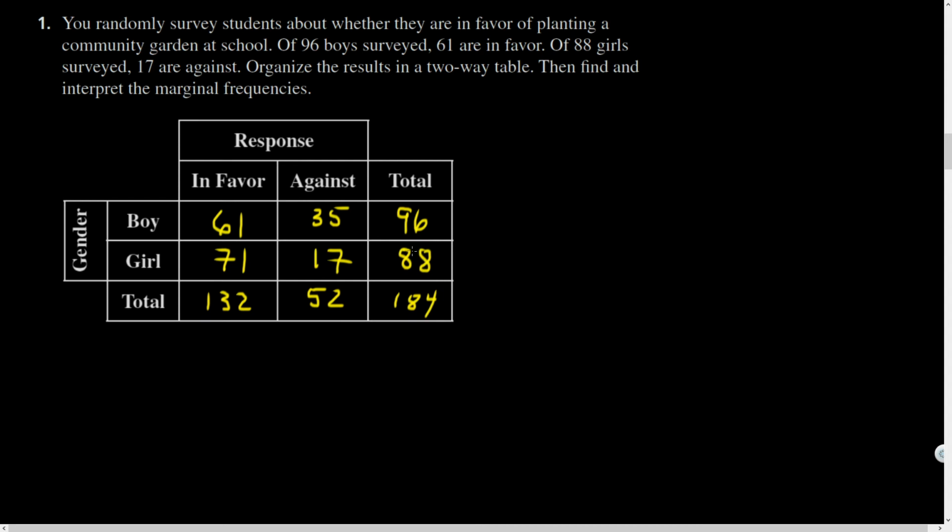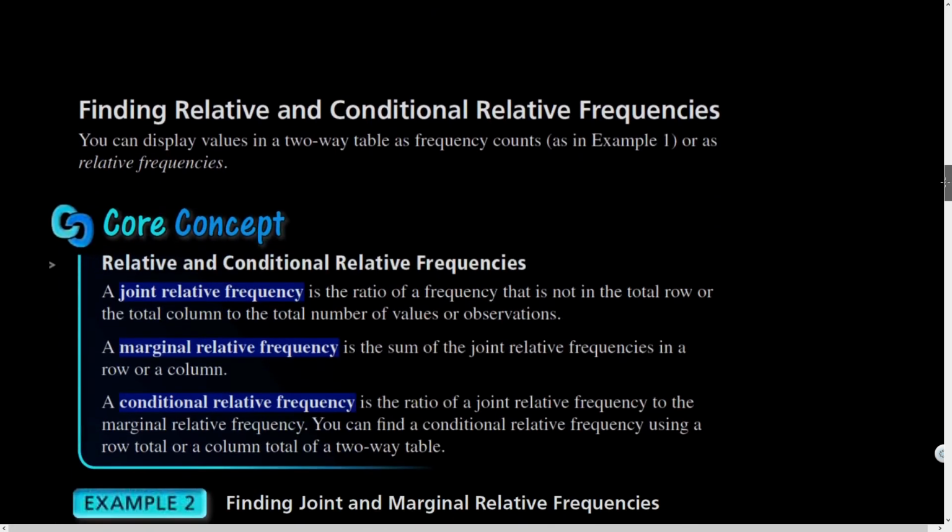All right, and so now I know the total number of girls that were asked, the total number of boys, the total in favor, total against, total number of students from both categories. It's all good. And so filling in the information is kind of a fun little puzzle.